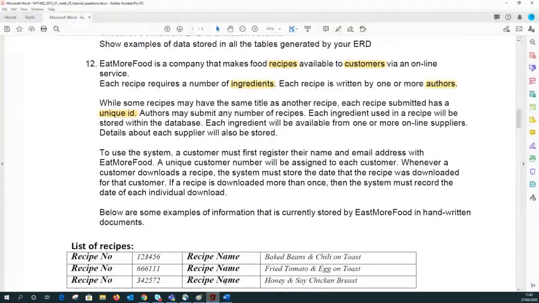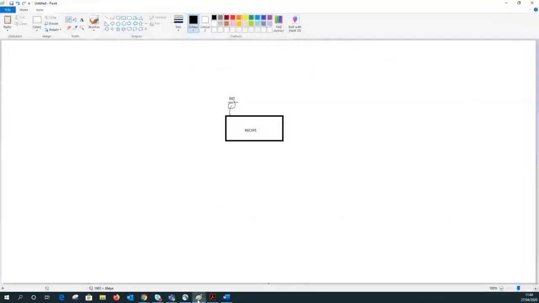Unique ID. The authors may submit any number of recipes. Now they are talking about authors. Looks like authors are submitting the recipes, right? Looks like another entity, isn't it? It looks like authors and recipes are interacting together. So let's come back and identify another entity, probably the authors.